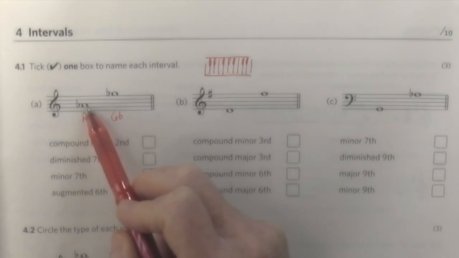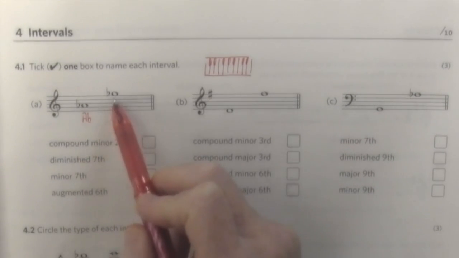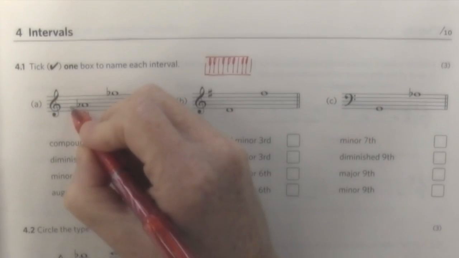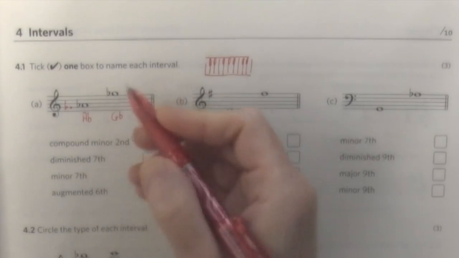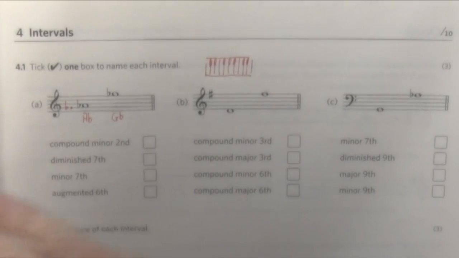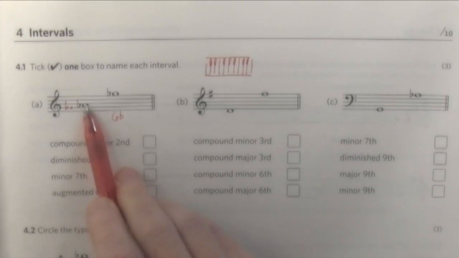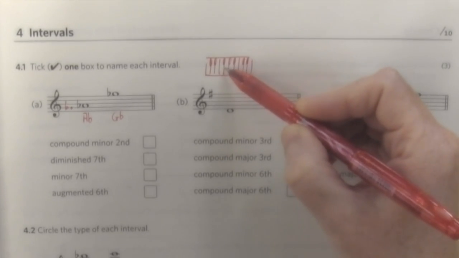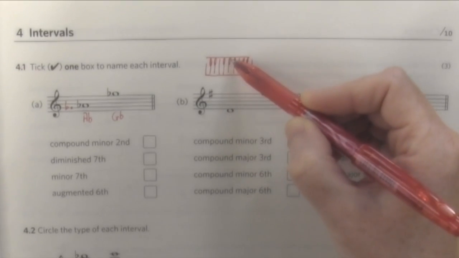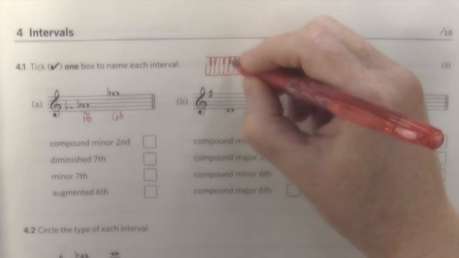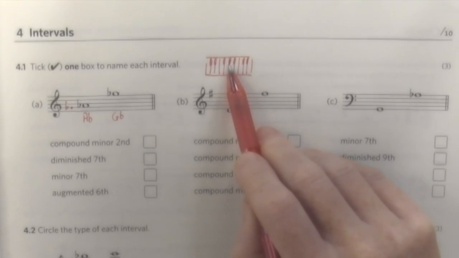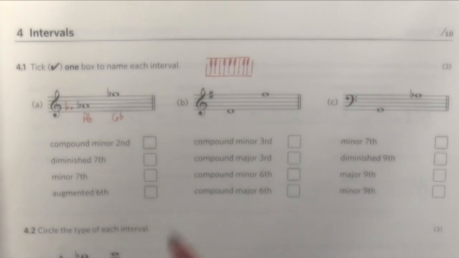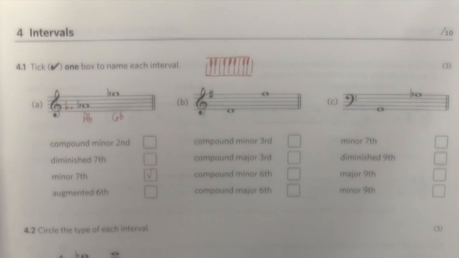To find out which type of 7 this is, I use the flip over technique. We flip the intervals over, and we find a second. G flat, A flat. What kind of second is this? A major second, because it's 2 steps, it's 1 tone. The 2 notes are 1 tone apart. So a major second flipped over becomes a minor 7th. So the answer is a minor 7th.